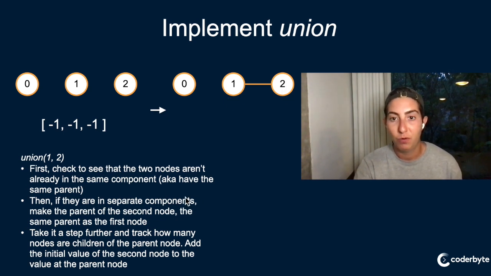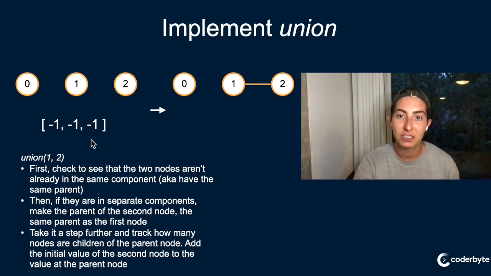That's this step where we're checking, is the parent of the first node the same as the parent of the second node? If it isn't, we can take the value, right, that's at that second node, which is -1, and we can add it to the value of the parent of the new parent node, right? Because right now, -1 symbolizes that the component that 2 belongs to is of size 1. And we can add them. So this will become -2, right?